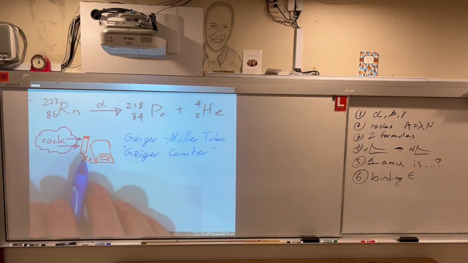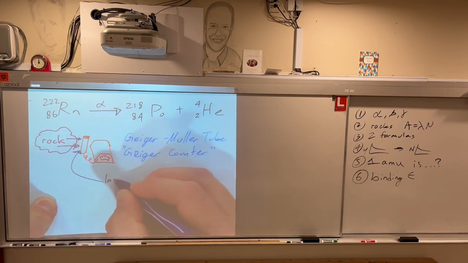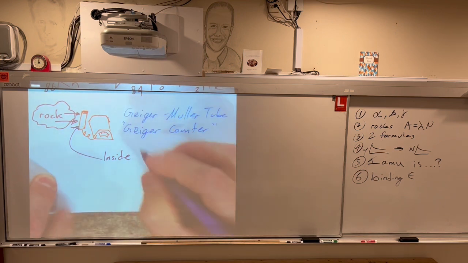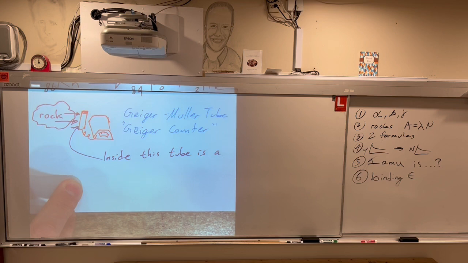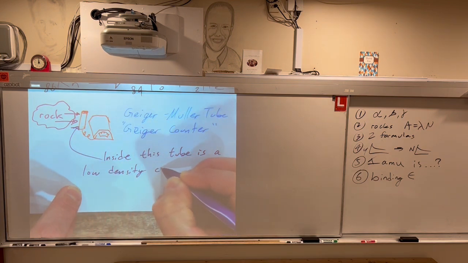And inside this tube is a low density gas. It's an inert gas, usually, well, it used to be argon. I don't know what they use now, but I think it's a halide gas or something. So inside this tube, and you do have to know how this works for IB. Not for the quiz, though. No, I won't ask you about Geiger counters for the quiz, but it could be something they could put on the IB exam. So this is a low density gas.